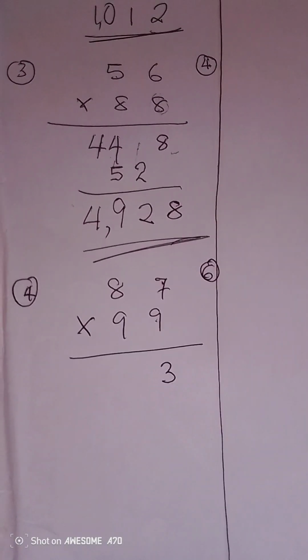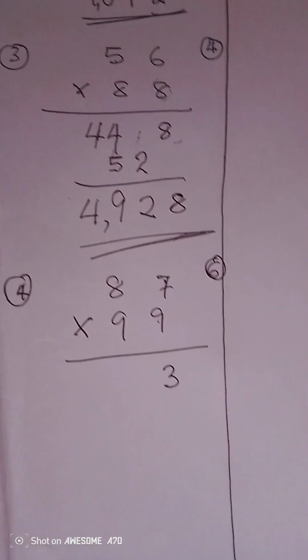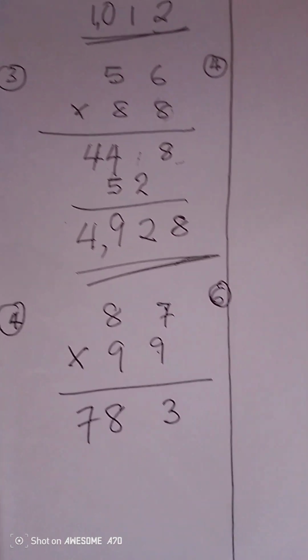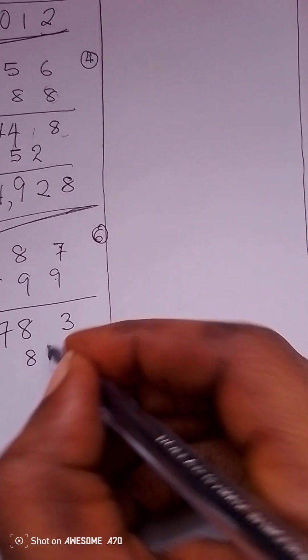9 multiplied by 8 gives you 72. Plus that 6 gives you 78. You put your 78 and a space before the 3. Now when you add 78 plus 3, it gives you 81. So the 8 comes here and the 1 comes in between.